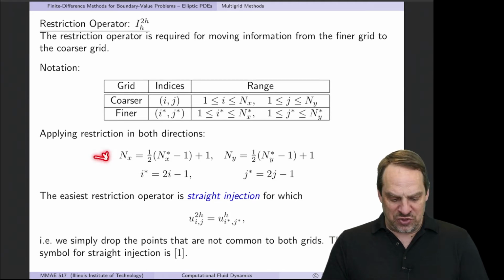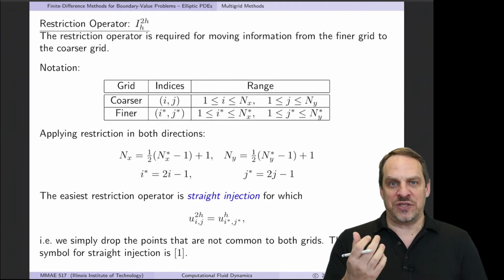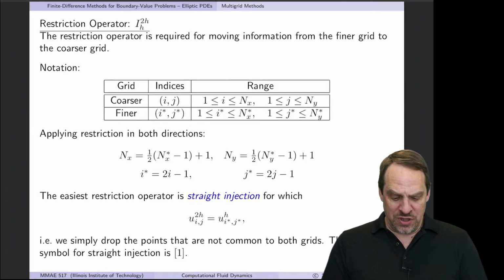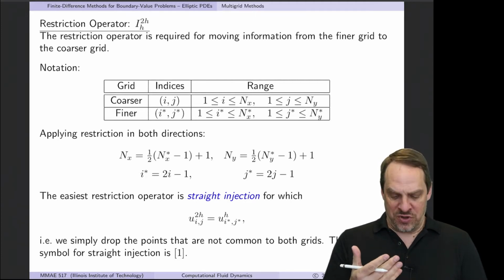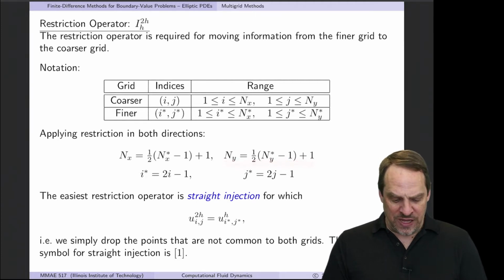Then the relationship between the N sub x and N sub x star is as follows. We looked at this in the last video in terms of defining the grid. So if you have a fine grid, Nx star, you subtract off 1, take a half, add the 1 back, and that gives you the number of points in the x direction in the next coarser grid, removing every other point. Same thing for y, and then i star is just 2 times i minus 1. Same thing for j star.